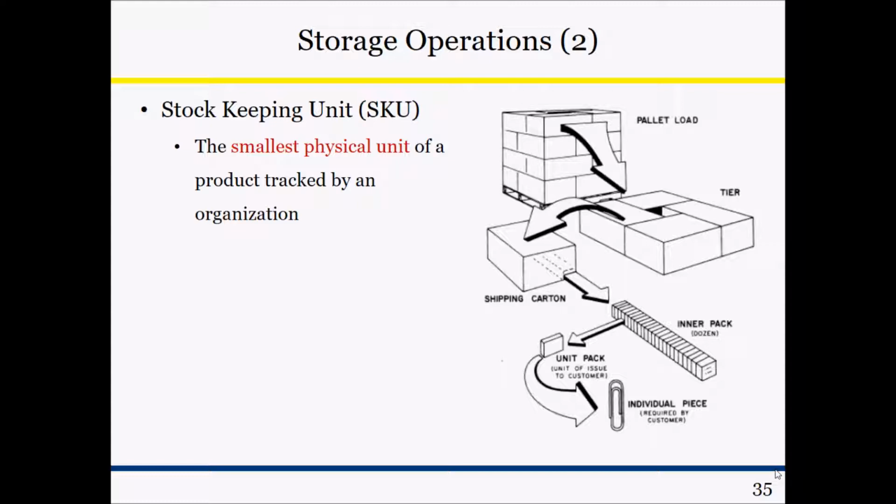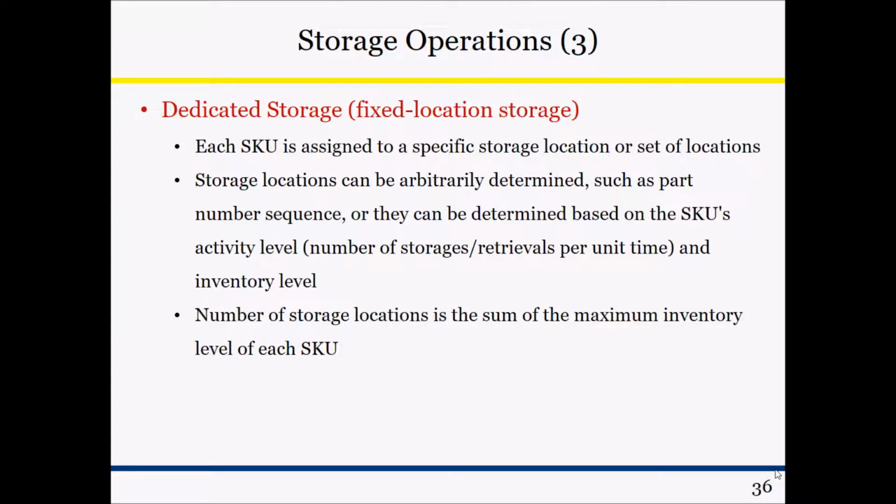So basically, material handling is a major issue at the storage or warehouse. In order to reduce the operating material handling cost, it's better to have a bigger stock keeping unit, which is the smallest physical unit of a product tracked by an organization. That's why many companies use a pallet as a stock keeping unit. And there are two types of storage systems, such as dedicated storage system and randomized storage system.